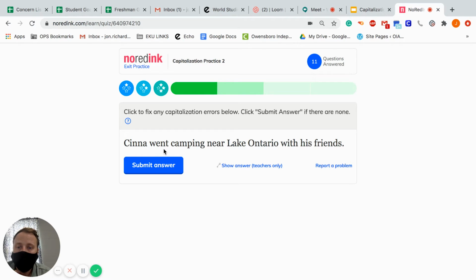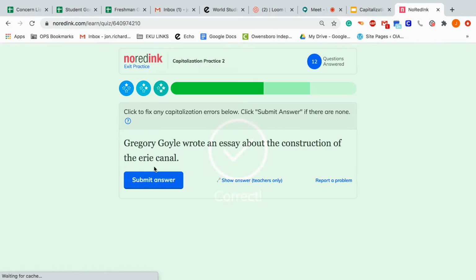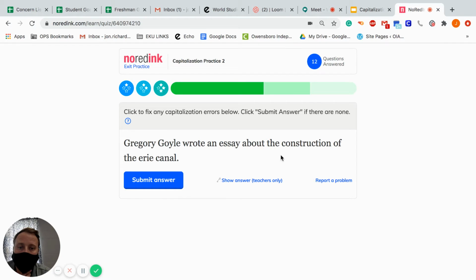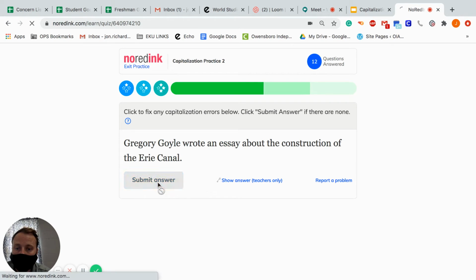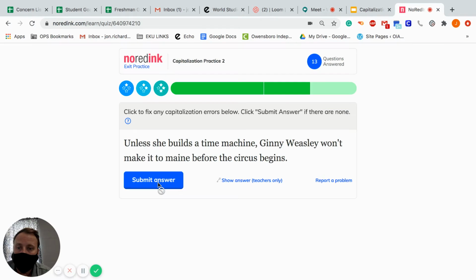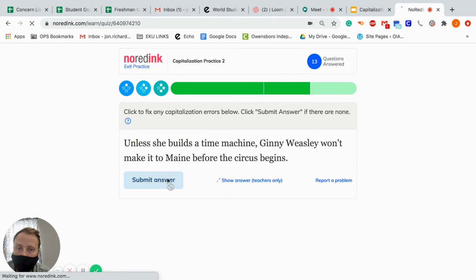So Senna went camping near Lake Ontario with his friends. Lake Ontario is the name of a lake. We're good to go. Gregor Goyle wrote an essay about the construction of Erie Canal. Erie Canal is the name of the canal, so we do capitalize that. Unless she builds a time machine, Ginny Weasley won't make it to Maine before the circus begins. Maine is the name of the state, so we do capitalize that.